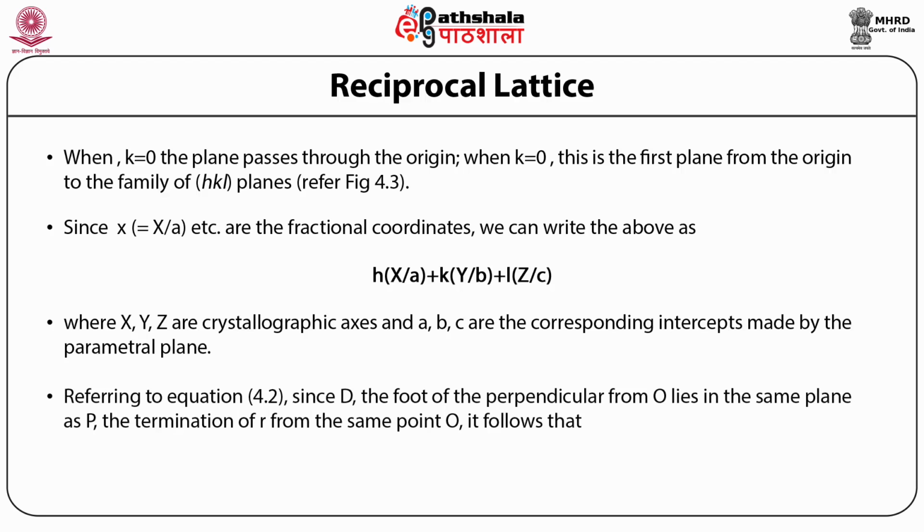Referring to equation 4.2, since capital D is the foot of the perpendicular from O, and also since it lies in the same plane as P, the termination of R from the same point O, it follows that D star of HKL dot D of HKL will be equal to 1, or in other words, D star of HKL is nothing but 1 by D of HKL. That is why it is known as the reciprocal lattice vector, because 1 over DHKL. So DHKL is the real space, and D star HKL is the reciprocal space as given by 4.6.